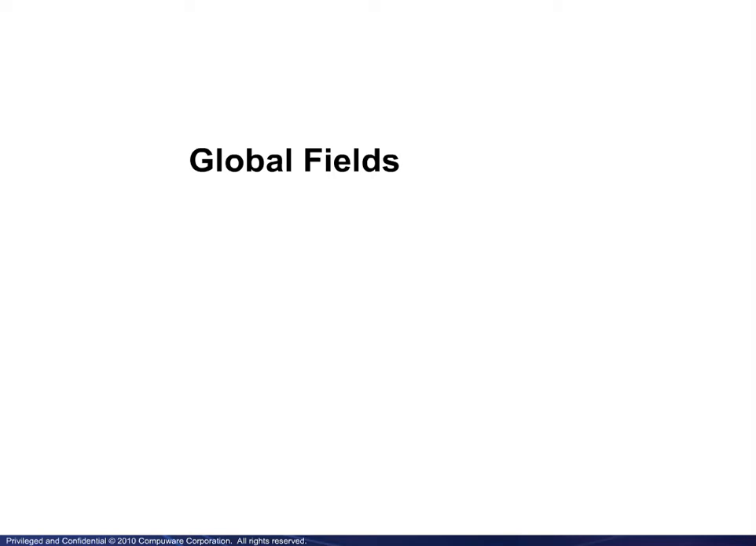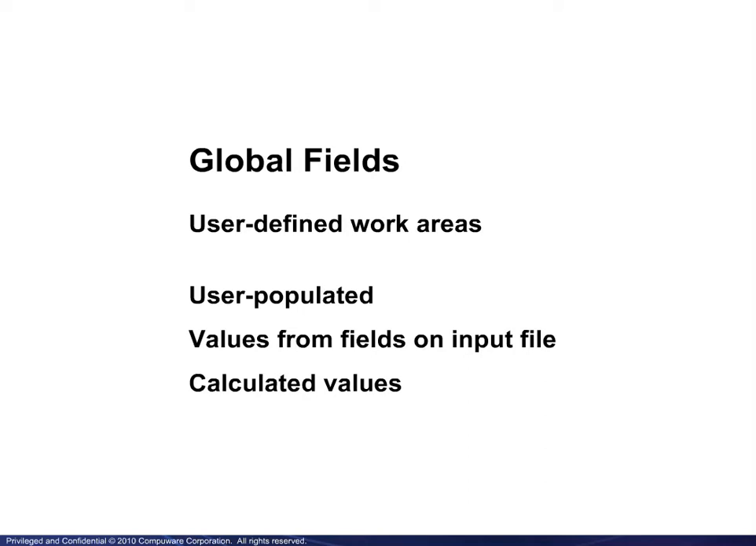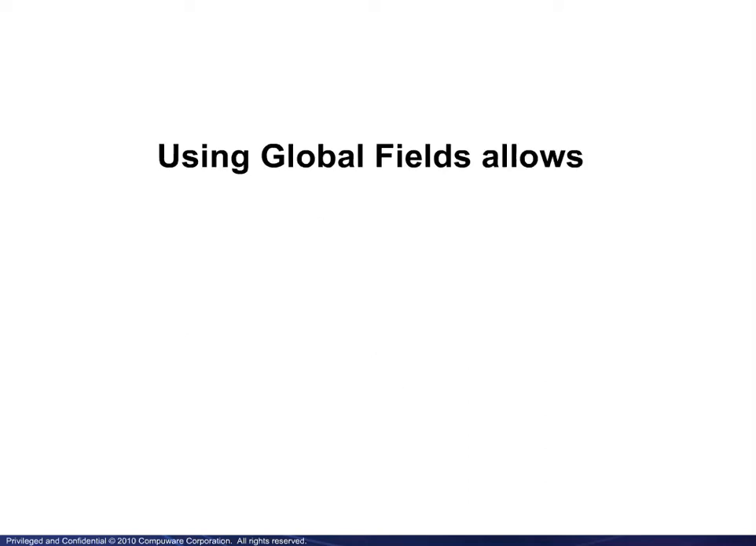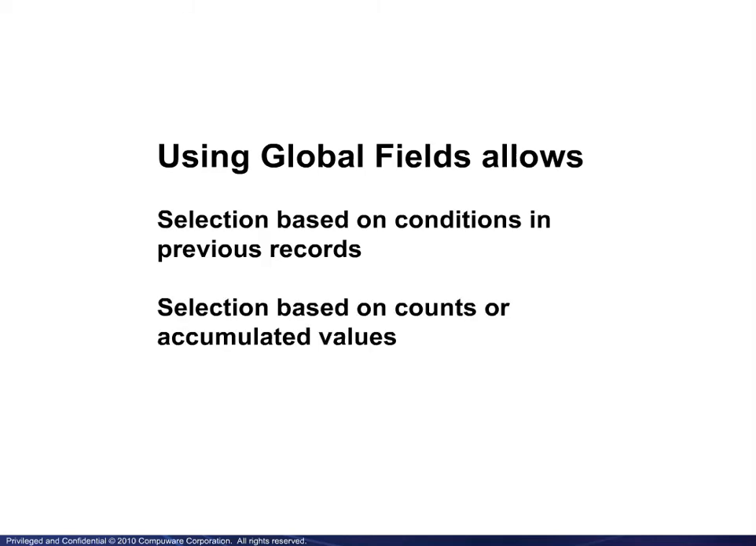Global fields are simply user-defined work areas. They are user-populated and may contain values from fields on the input file or calculated values. Use of global fields allows selection based on conditions in previous records, as well as selection based on counts or accumulated values.